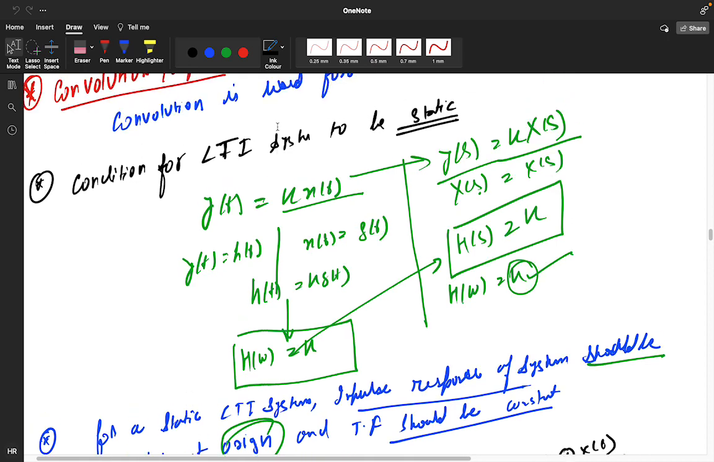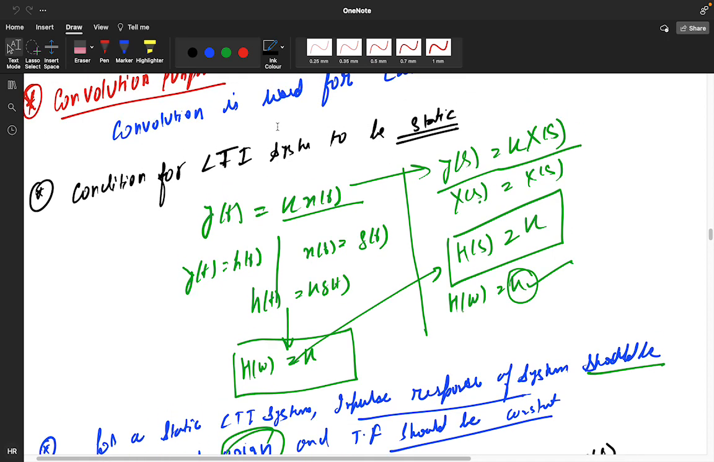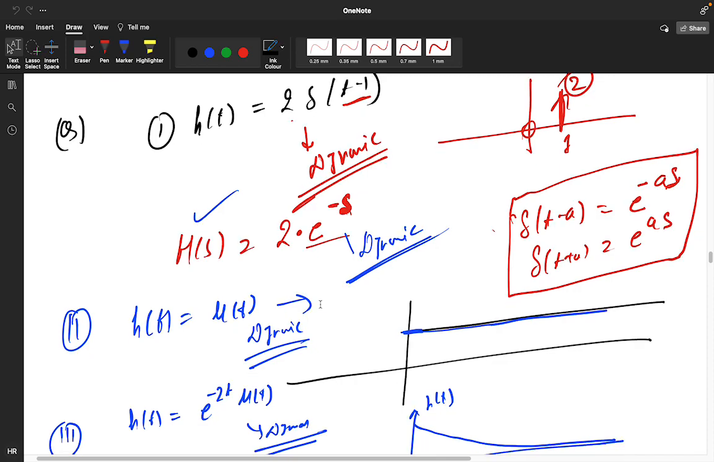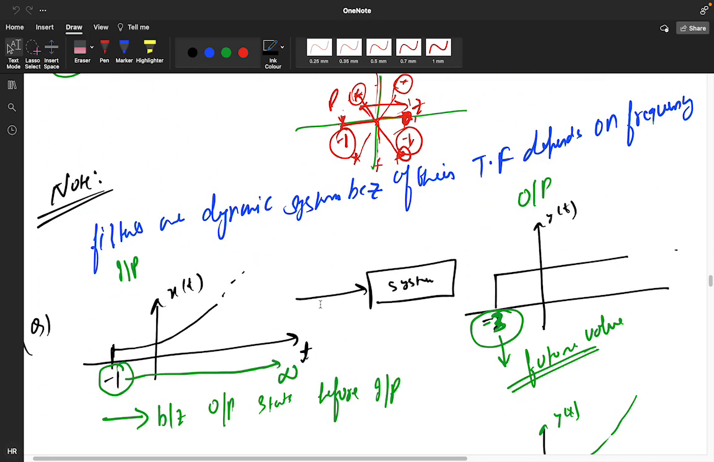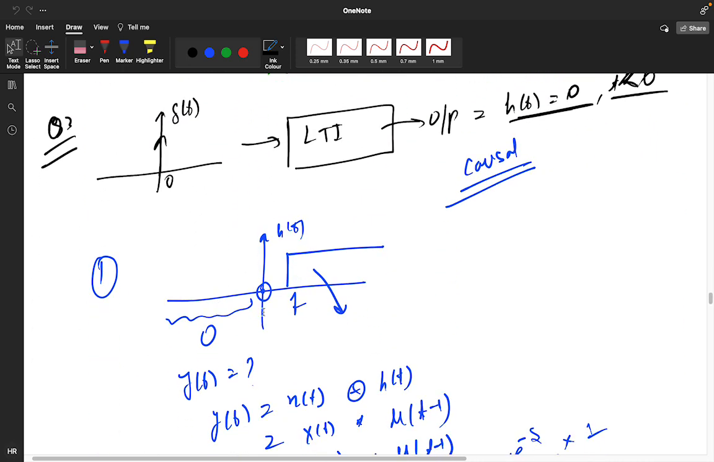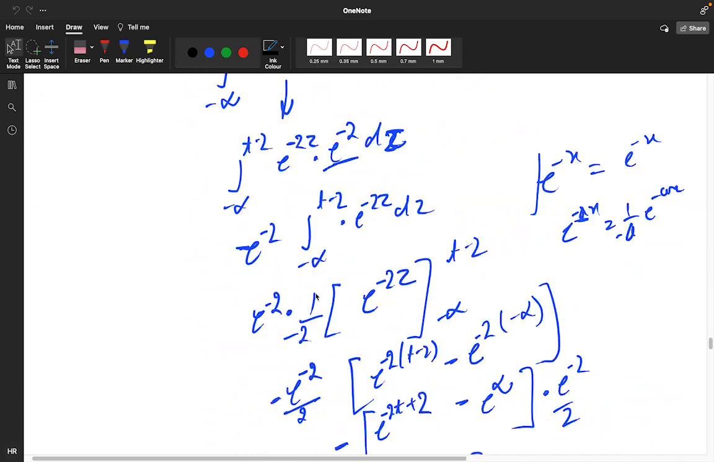Okay, so for the system to be static, when you are getting H of s is equal to k, means H of omega is equal to k, and the impulse function at 0 point you will only get. Okay, at origin you will get. So by this way we can say which is static and which is dynamic. Okay, and for causal and non-causal system, when your h of t function is 0 at t less than 0, the system will be causal. When you are getting the h of t function at t less than 0, then the system will be anti-causal. The same things we had applied here.